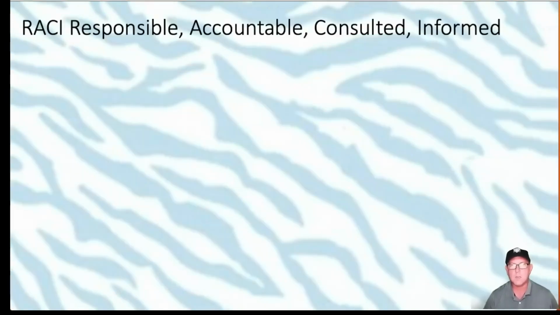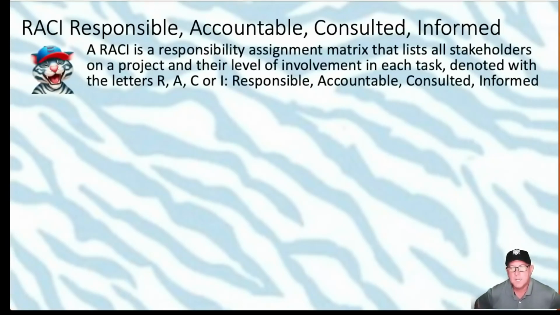All right, let's talk about a RACI. So what is a RACI? A RACI is a matrix. It has a list of all the stakeholders and what they're responsible to do in the project. It also indicates their level of involvement for each one of those tasks. Now, their level of involvement is indicated by a letter. R standing for they're responsible, A, they're accountable, C, they're consulted, or I, they're just informed on what's going on.